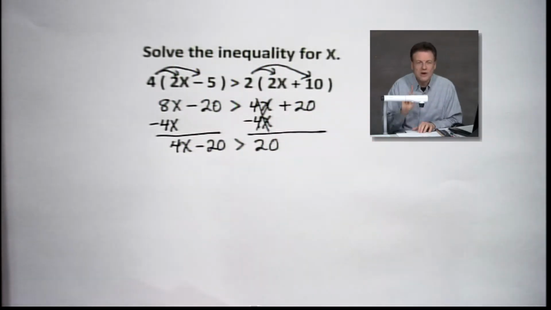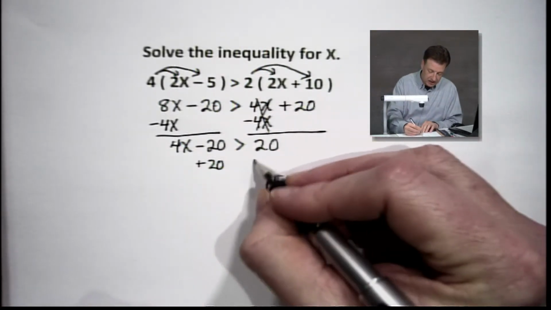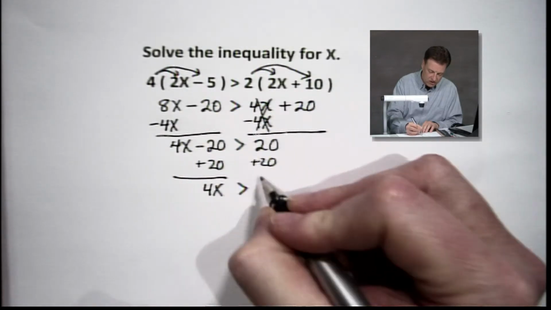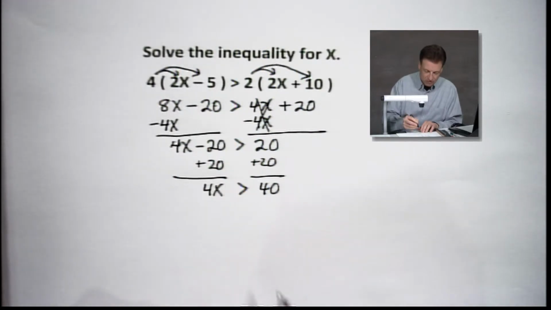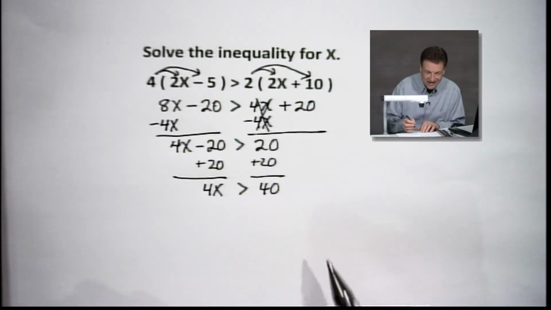Let's remove the 20. We're going to add 20 to both sides. And as we add 20 to both sides, I've got 4x greater than 40. And you know what? That one's easy. By the way, that's a little addition property of inequality. All right, you got it there?